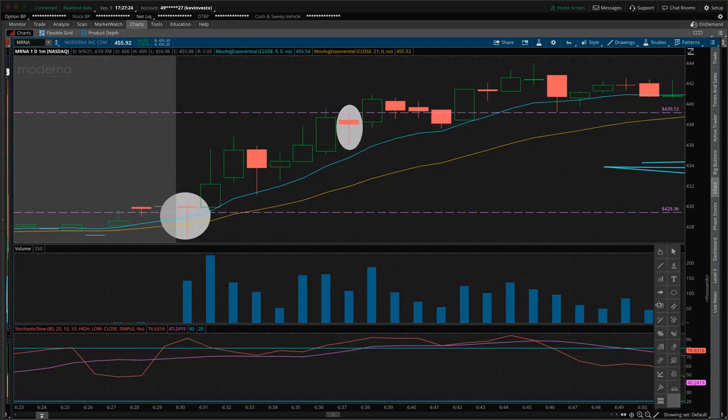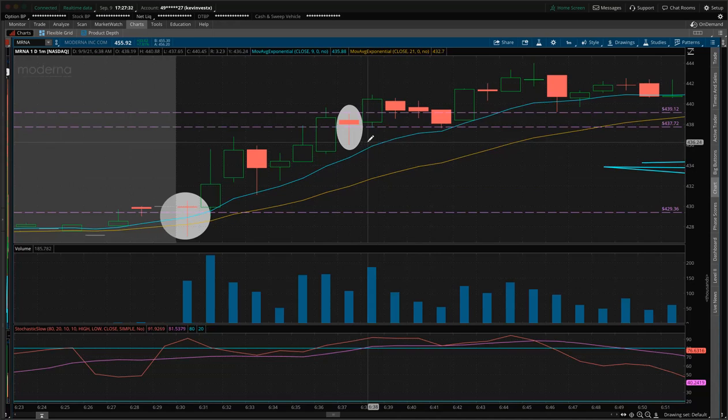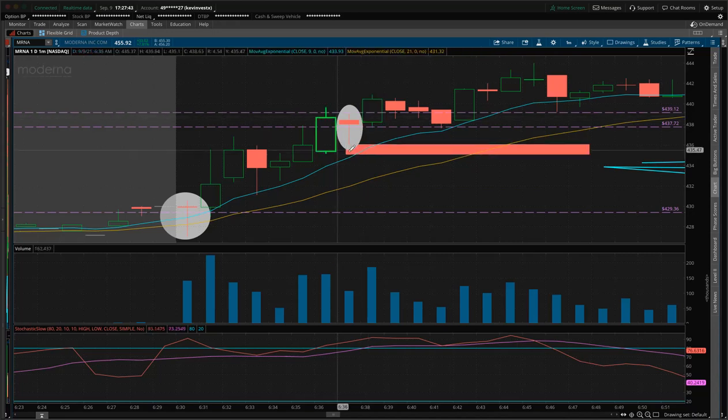I'm going to make a line. If you're entering around 437, where would your stop loss be? So in this example, my stop loss is going to be below the hammer itself. That's my first stop loss. My second stop loss is going to be the moving average that is the furthest away from the 9, which is the 21 EMA. So my second stop loss would be here.